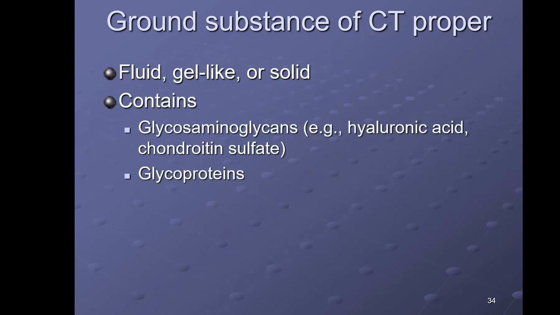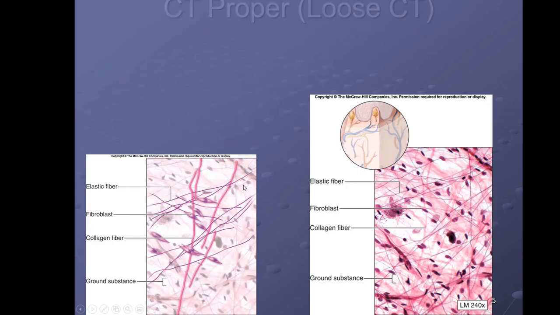So the ground substance is like I said, the background substance. It could be fluid, like if you're talking about blood. Could be solid if you're talking about something like bone, or it could be more in between, like a gel-like consistency like you find in cartilage. So it contains different chemicals, glycoproteins, this group called glycosaminoglycans. Hyaluronic acid is a common one, chondroitin sulfate. But these are all chemicals that are found throughout the ground substance of connective tissues.